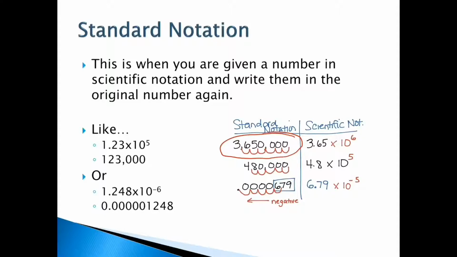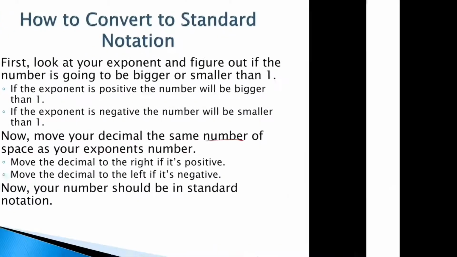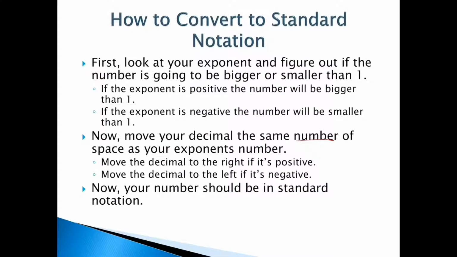So like the first one here, we have 1.23 times 10 to the 5th. They converted it to 123,000. The next one, 1.248 times 10 to the negative 6th. Well, now that, in standard notation, is 0.00001248. So how do we convert to standard notation?